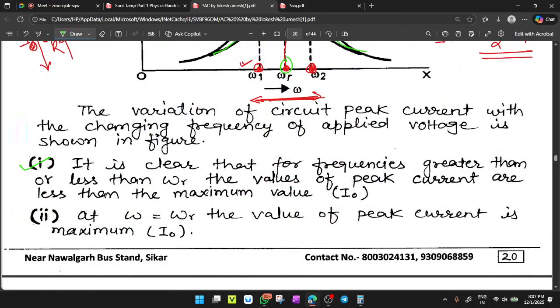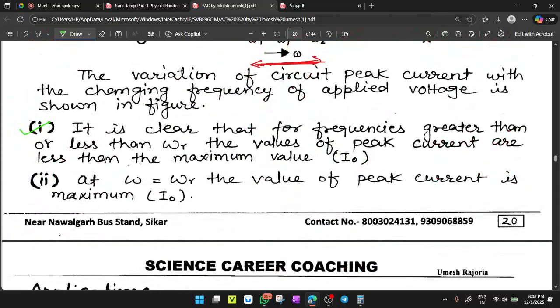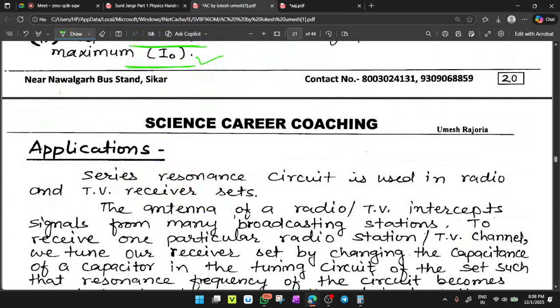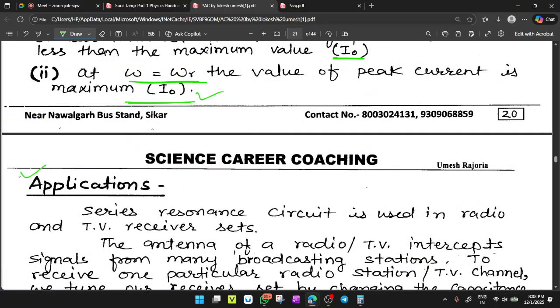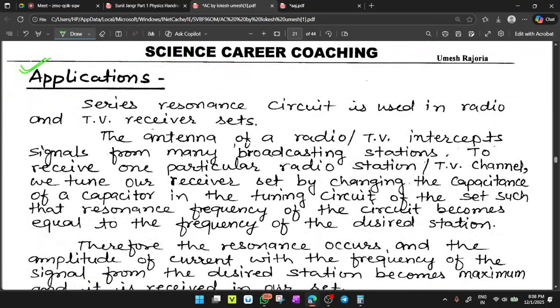It means that only at omega r will your current be maximum. This is selective frequency. At other frequencies, the peak current is less than the maximum value, that is I naught. At omega equals omega r, the value of peak current is maximum. Clear? Now, applications of this series resonance.